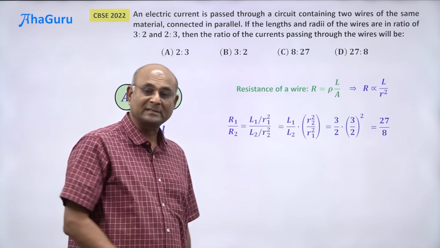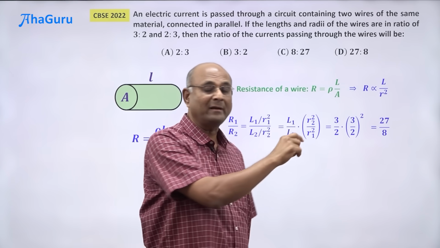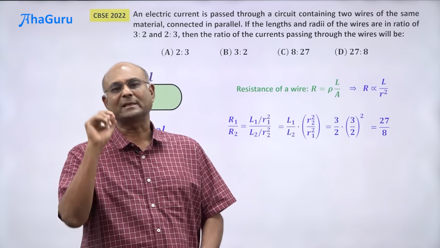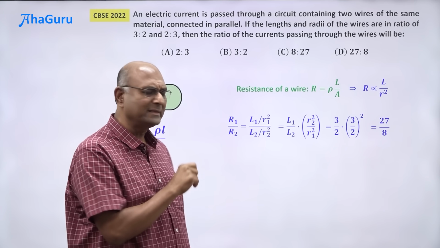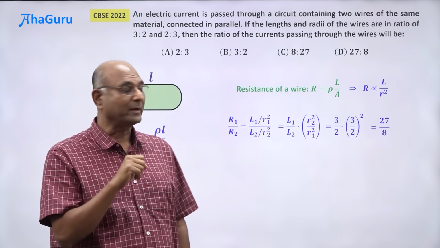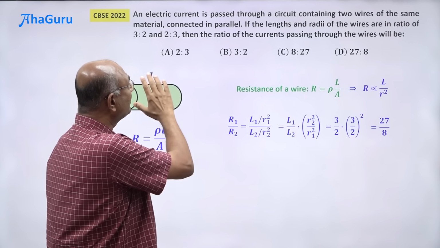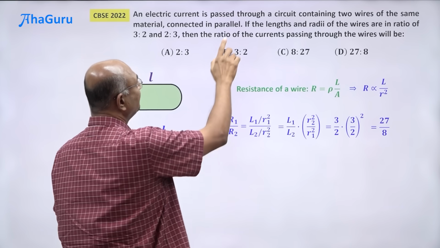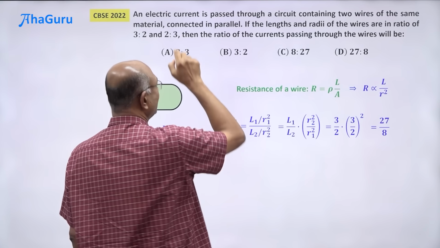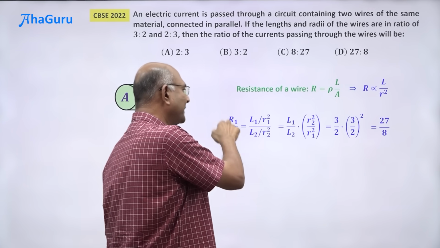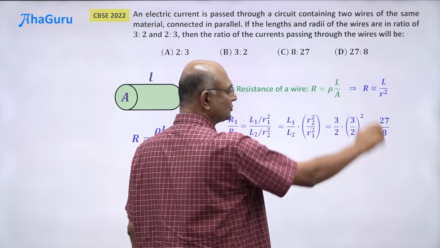So the ratio of the resistances is 27 by 8. One wire has 27 by 8 times another wire's resistance. That's what we have here. So can we say that the currents will be in the same ratio? Let us think. Okay, so this is R1 by R2. So we have to write the answer in R1 by R2 kind of a form, right? The first one to the second one. That's why the length ratio is given 3:2, radii ratio is given 2:3. So I'm saying the first one to the second one, ratio of the resistances is 27:8.